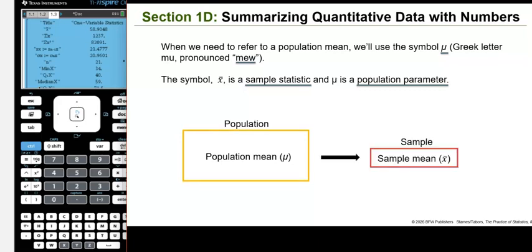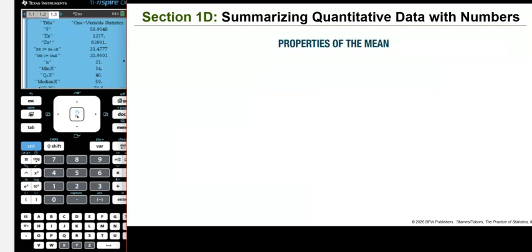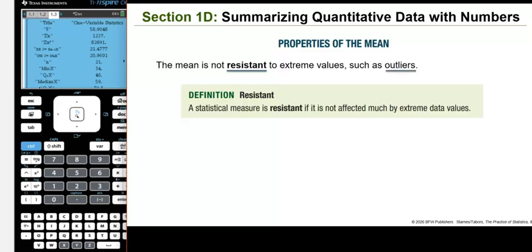Okay, population mean is mu. We're just learning the notation of stats here. So the sample mean is x bar, the population mean is mu. Mean is not resistant to extreme values. It's going to be very affected by outliers. We'll talk more about that, I'm sure. A statistic is resistant if it's not affected by extreme data values like outliers.